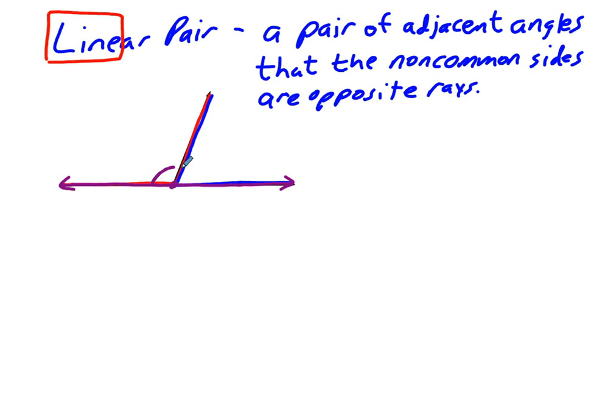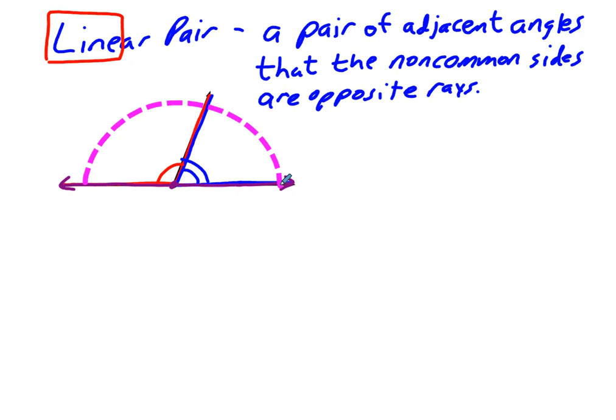So this would be my first angle, and this is my second angle in my pair. What we look at a lot of times is that together those angles form a rainbow. So they form this purple straight line. So we call that a linear pair.